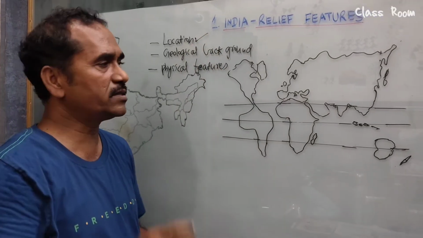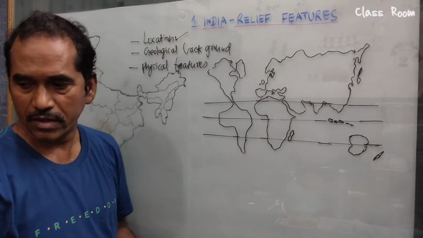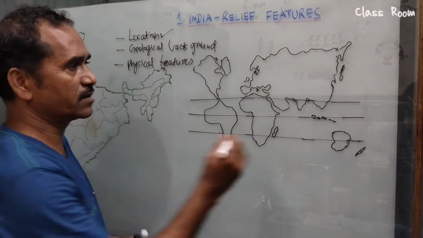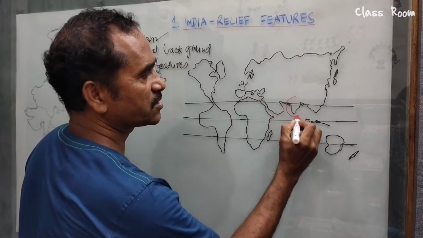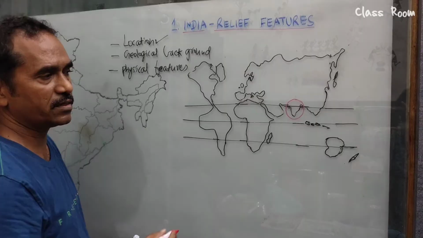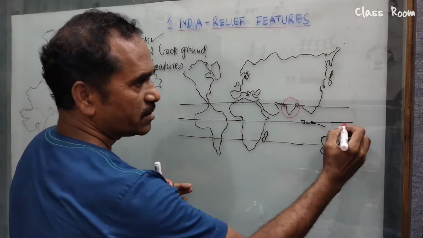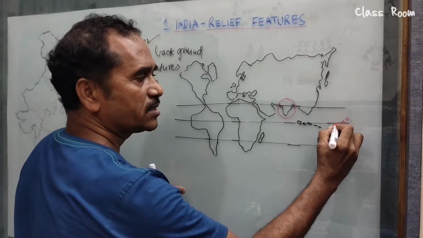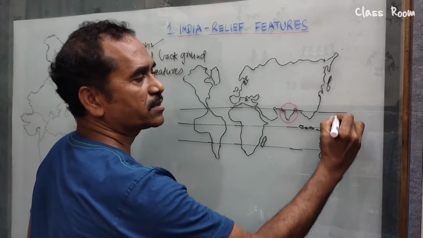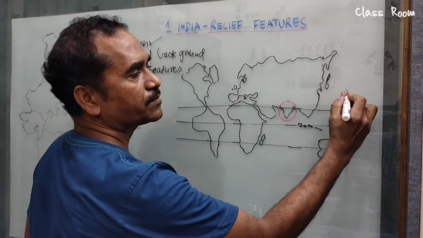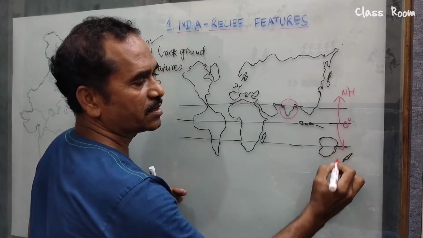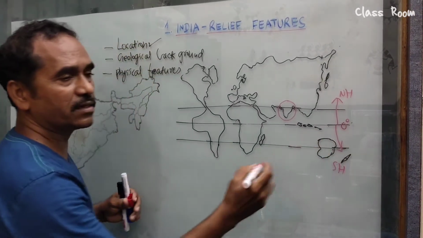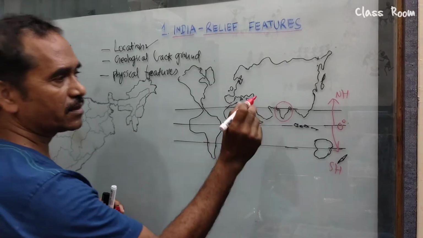Location means where is India located? See, India is located here. It is India. This one. Where is India located? Before going to see that, it is 0 degree longitude. It is equator. So equator divides the earth into two parts. It is northern hemisphere and this one is southern hemisphere. So where is India? India is located in northern hemisphere.